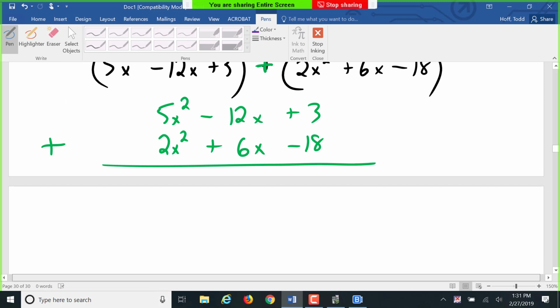What is 3 plus negative 18? Negative 15. Negative 12x plus 6x. Negative 6x. Perfect. 5x squared plus 2x squared. 7x squared. Just like dealing with our whole numbers.